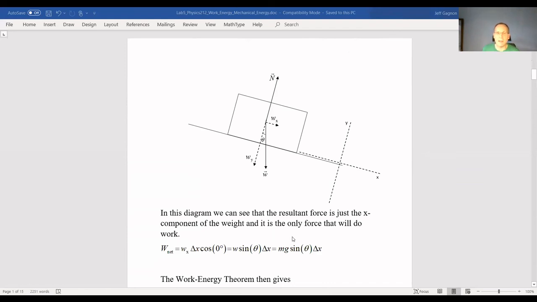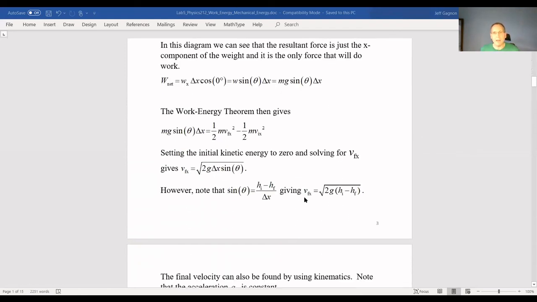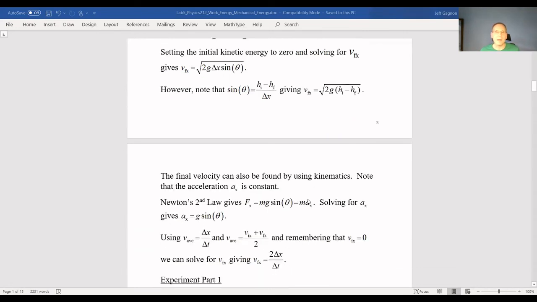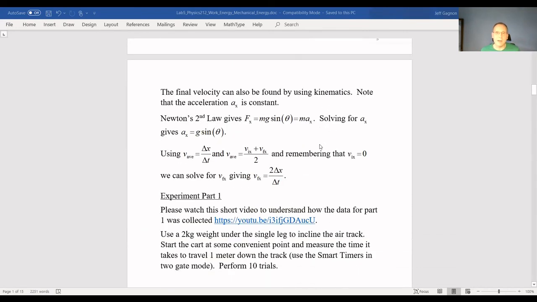So we just did this on the iPad, right? We derived the fact that the final velocity in the x direction after it goes that 1 meter must be equal to the square root of 2g times the change in the height. And think of this as your predicted final velocity. And then by using kinematics, and knowing that the acceleration is constant and the cart is starting at rest, we also found that the final velocity, think of this as v final in the x direction experimental, that's equal to twice the average velocity, 2 times delta x over delta t.